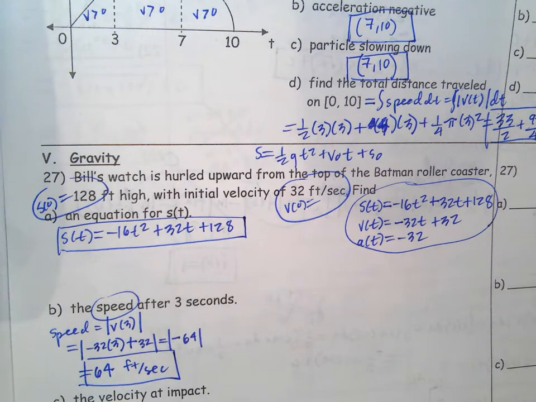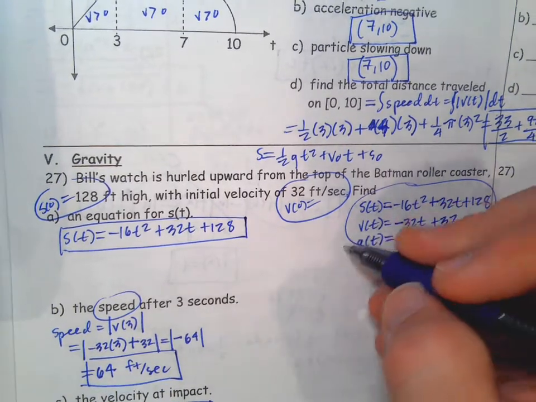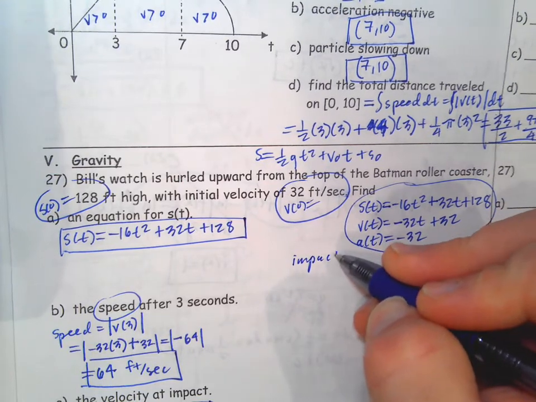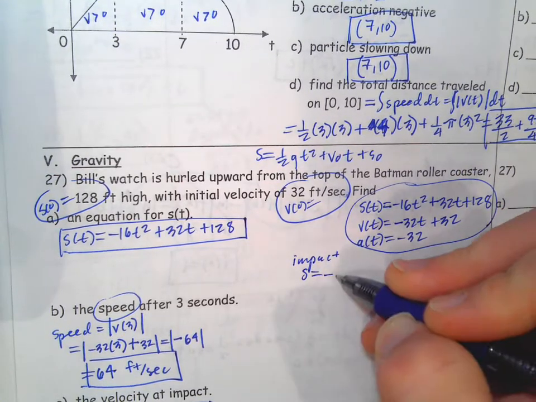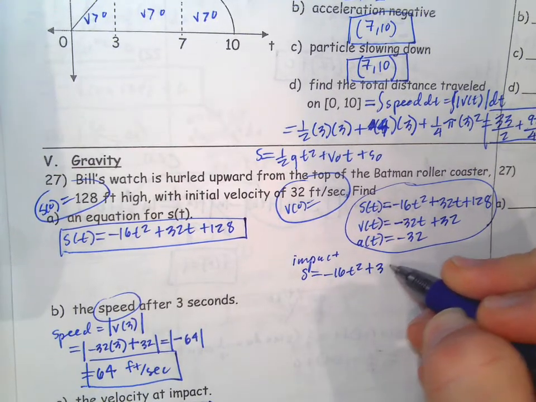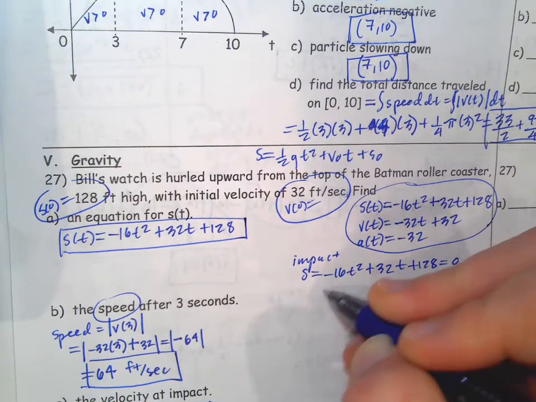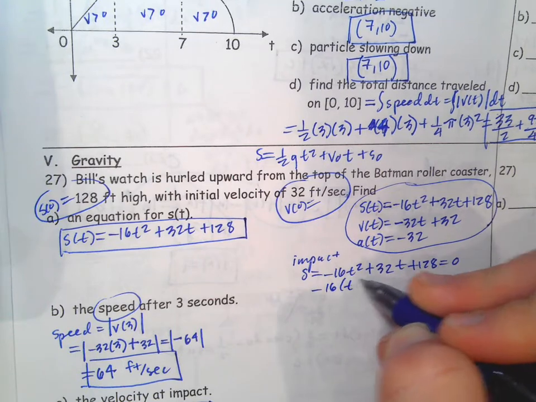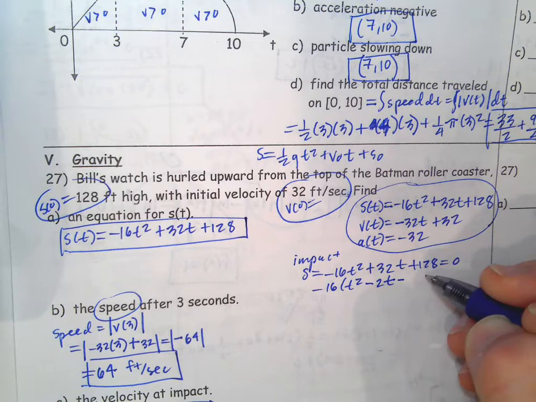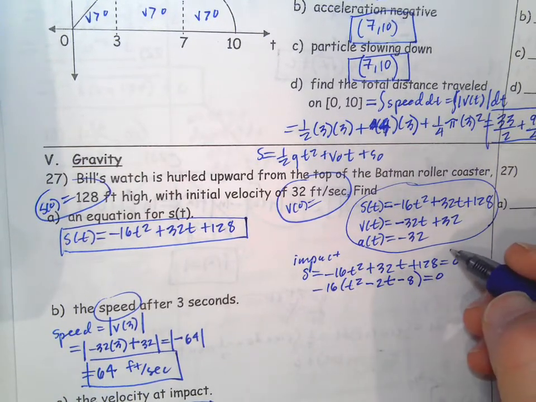Okay. Velocity at impact. So we've got to find impact for something. Multiple problems here. So impact is when you set the position equal to 0. So we're trying to use some factoring techniques, hopefully. Otherwise, we're going to resort to the quadratic formula. Okay.